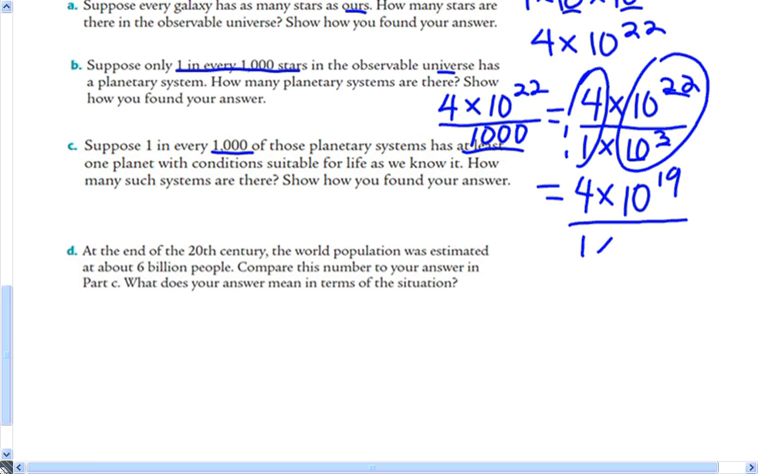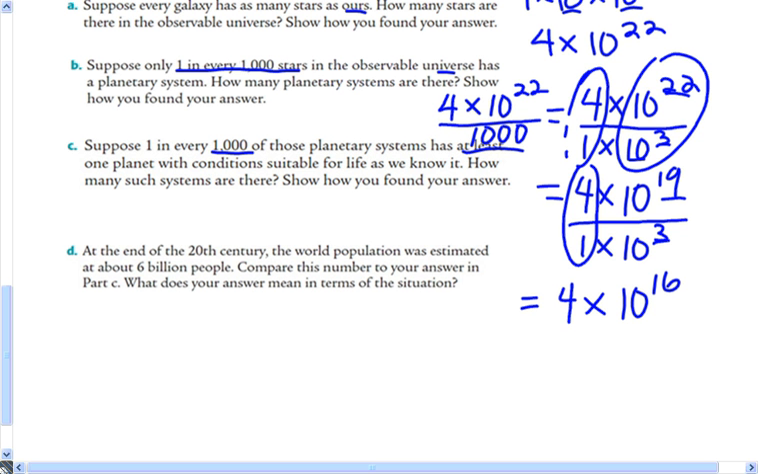And once again, I'm going to write that in scientific notation. So then all I have to do is divide 4 by 1. And to divide 10 to the 19th by 10 to the third, all I have to do is subtract the powers. So I'm at 4 times 10 to the 16th. Now, at the end of the 20th century, the world population was estimated at about 6 billion people. Compare this number to your answer in part C. In other words, we're trying to see how the number of estimated planets with life compares to the number of people in our world.